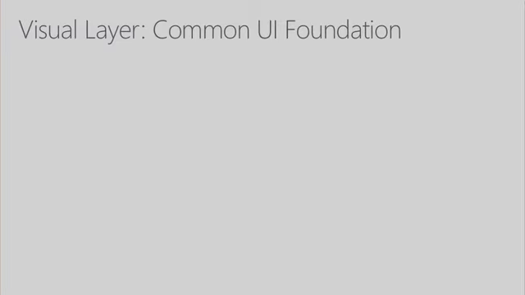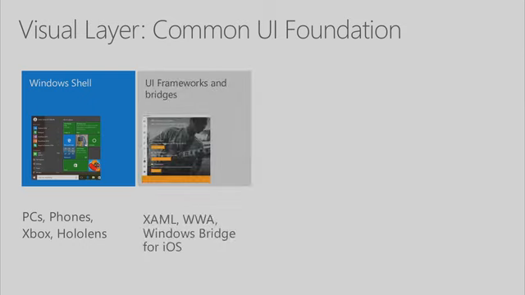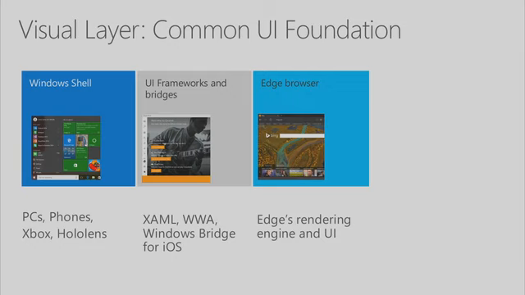We think of the visual layer as a common UI foundation for Windows, and really what we mean by that is it's the technology layer that powers the shell. Whether it's PCs or phones or Xbox, it's the same layer powering those shell experiences. We also power the UI frameworks, so XAML, WWA, our bridge technologies, and finally, the browser rendering stack. So if you happen to be programming your animations using CSS3 transitions or animations, or XAML storyboards, it doesn't matter because we have a common implementation in the engine.